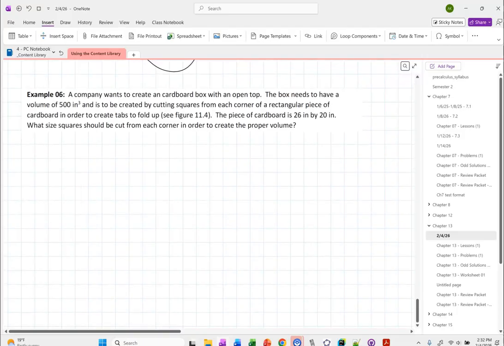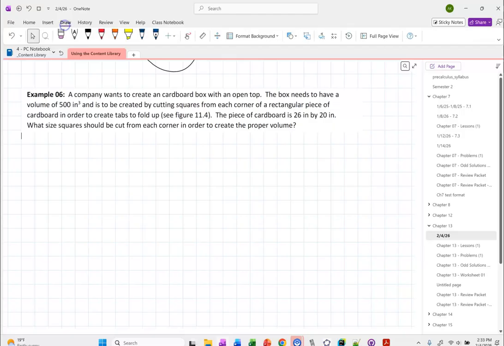Here it says a company wants to create a cardboard box with an open top. The box needs to have a volume of 500 cubic inches and is to be created by cutting squares from each corner of a rectangular piece of cardboard in order to create tabs to fold up. The piece of cardboard is 26 by 20. What size squares should be cut from each corner in order to create the proper volume?